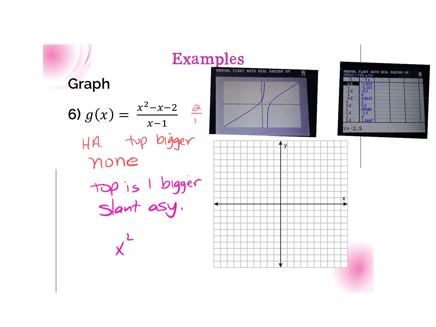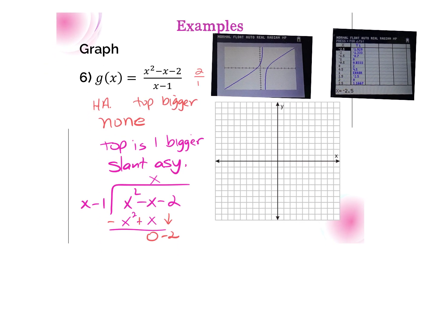So x squared minus x minus 2 divided by x minus 1. So we have to figure out what are we going to multiply x by to make it x squared. We're going to multiply it by an x. I'm going to distribute. I'm going to change the signs to opposite. I'm going to add the column. I get 0, bring down the 2, and that's just my remainder, and I don't need it. So my slant asymptote is actually the equation y equals x.